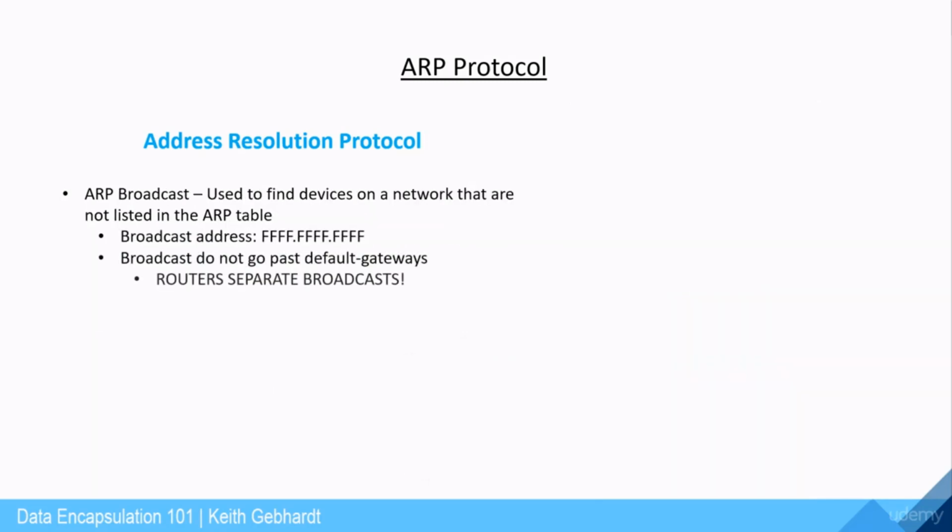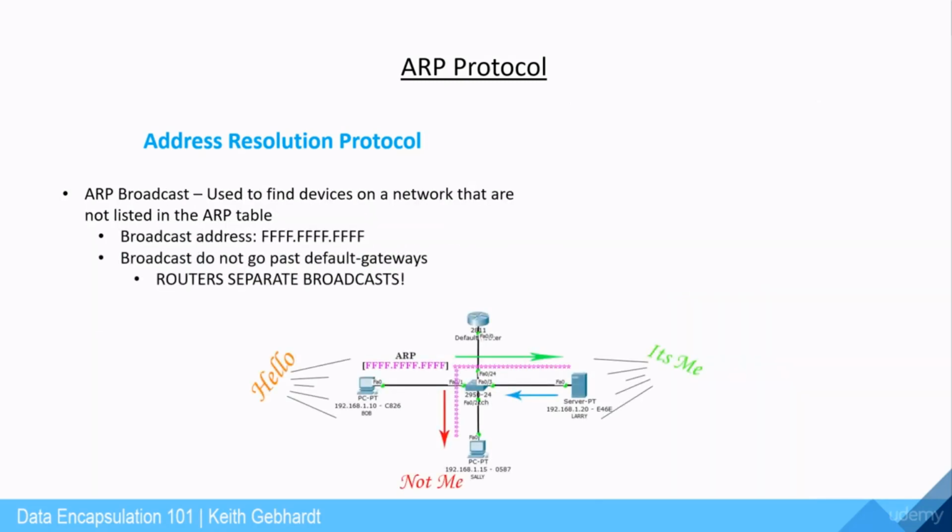If you type in an IP address in your web browser or ping an IP address that your computer has never seen before, it will send out what's called an ARP broadcast, essentially a broadcast message, okay? It will use this broadcast address of 12 Fs, and the network will now know to send that message out to every device on the network but the one it came from.